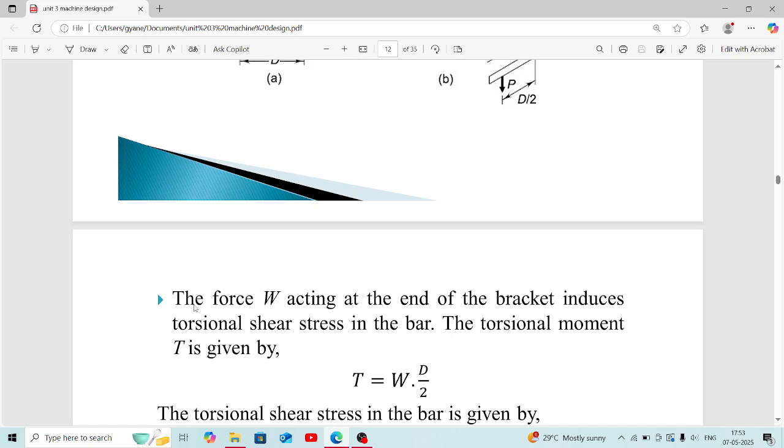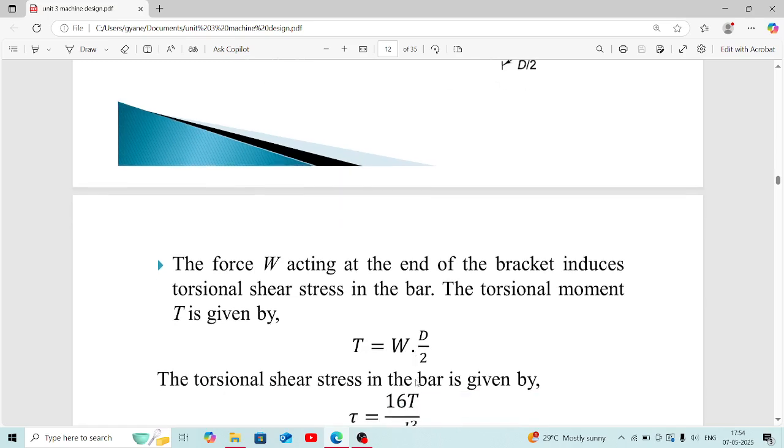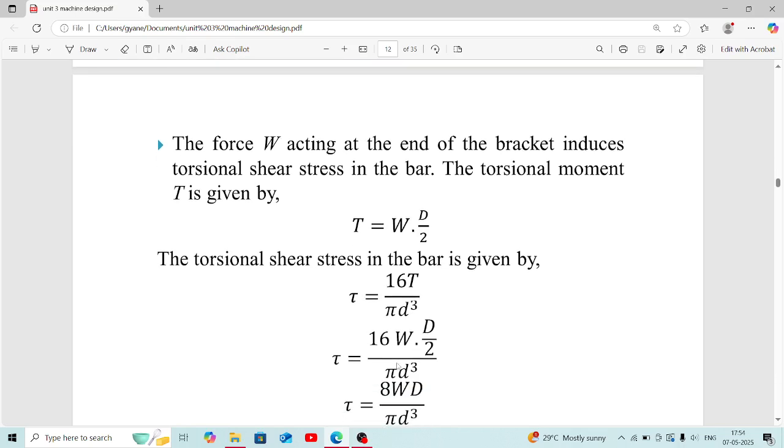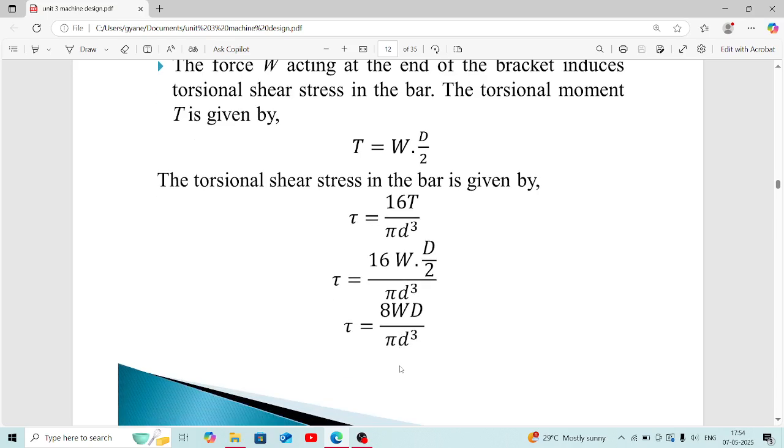The force W acting at the end of the bracket induces torsional shear stress in the bar. The torsional moment is given by, as we know, the torque equals force into radius, and radius equals d by 2. The torsional shear stress in the bar is given by this equation, derived using the torsion equation. So put the value of the torque in this equation and we get the shear stress as 8WD divided by pi d cubed, where W is the load, D is the mean diameter, and small d is the wire diameter.